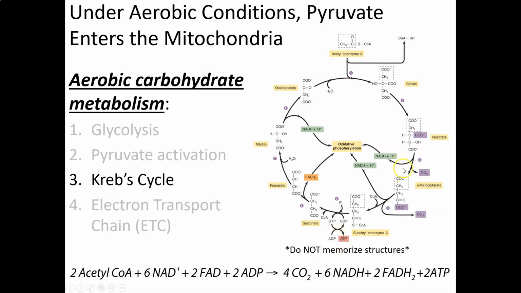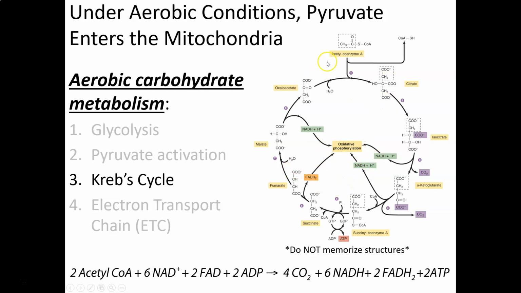We get 3 NADHs. So see the arrows coming out? 1 NADH, 2 NADH, 3 NADHs. And we get 1 FADH2 here. Okay? And notice all these arrows are pointing to oxidative phosphorylation. That happens in the electron transport chain where we turn these high energy nucleotides, that's what they are, energy carriers, into ATP. All right?